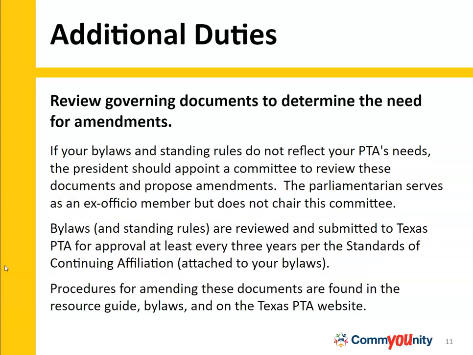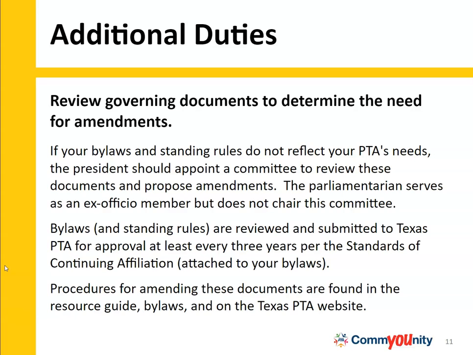According to the Texas PTA Standards of Continuing Affiliation, each PTA must review the bylaws and standing rules, if adopted, at least every 3 years and submit them to Texas PTA for approval. According to the bylaws, the parliamentarian serves on the committee to review these documents and propose any necessary amendments. The bylaws and standing rules must always reflect your PTA's needs and actual practices. The president should appoint a review committee on a regular basis.